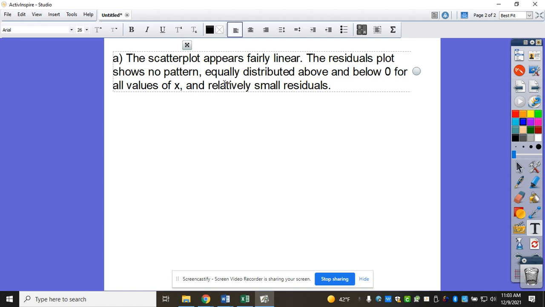So, is this linear model appropriate for modeling the data? Somewhere you should have, a lot of you just started with yes, and that's fine. But make sure they answered that.